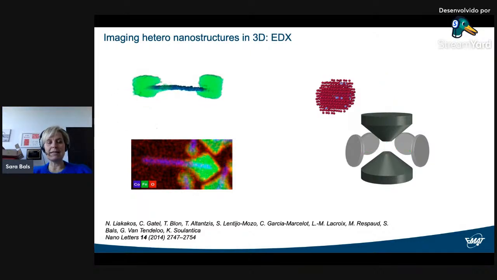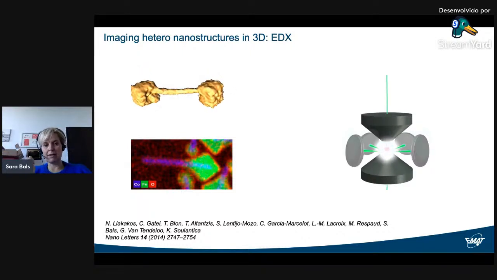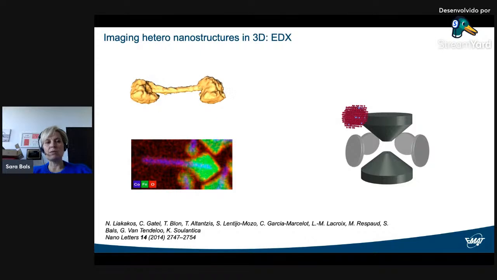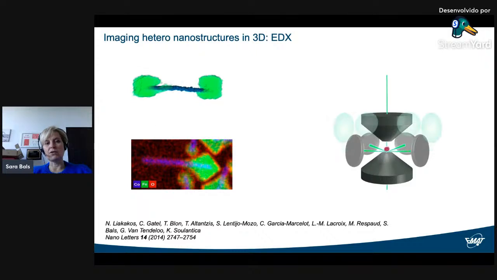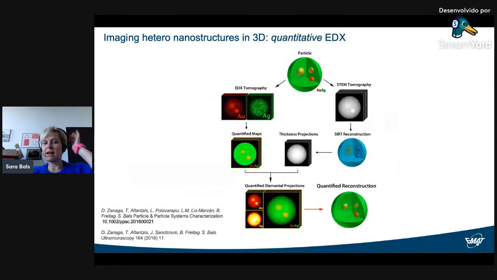However, if we acquire EDX maps, and if we acquire a tilt series of EDX maps, we can use that as an input for 3D reconstruction, and then we can obtain a three-dimensional reconstruction of the distribution of the different elements. What you will see in that reconstruction is that the iron cubes have overgrown the cobalt rod, and that is information that is difficult to obtain using other electron tomography techniques. Now, if you want to really quantify this approach, it becomes a little bit more complicated, and I do not have time to go into that, but here are two references where this is explained in more detail.